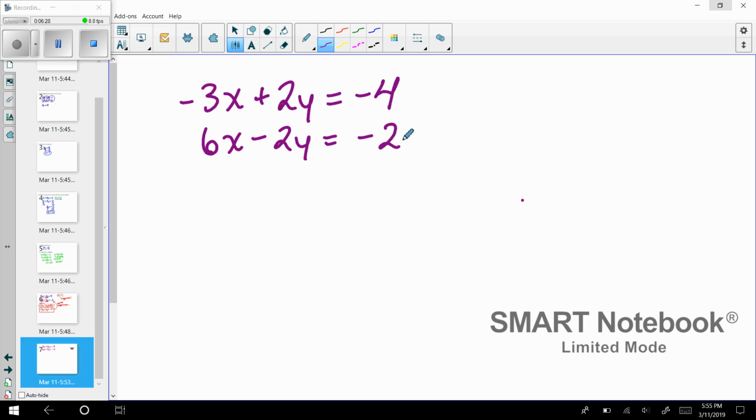I have -3x plus 2y equals -4 is my new one. And I had 6x minus 2y equals -2. So now I'm going to just carry on as I would with any other elimination problem and combine these. So I do -3x plus 6x. That's going to give me a positive 3x.